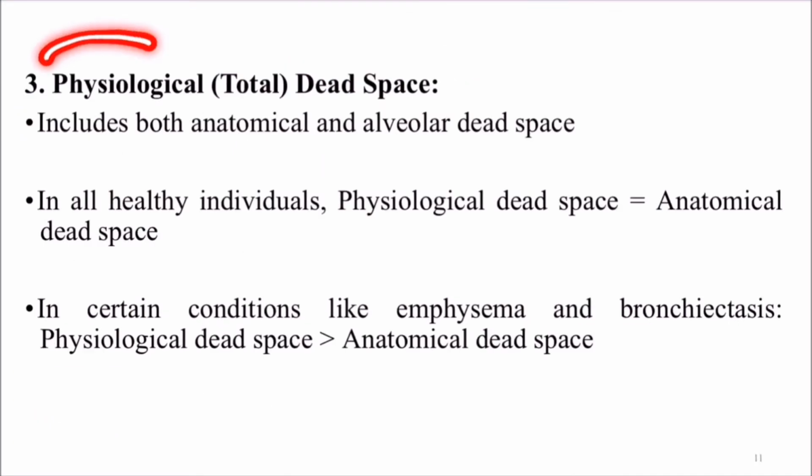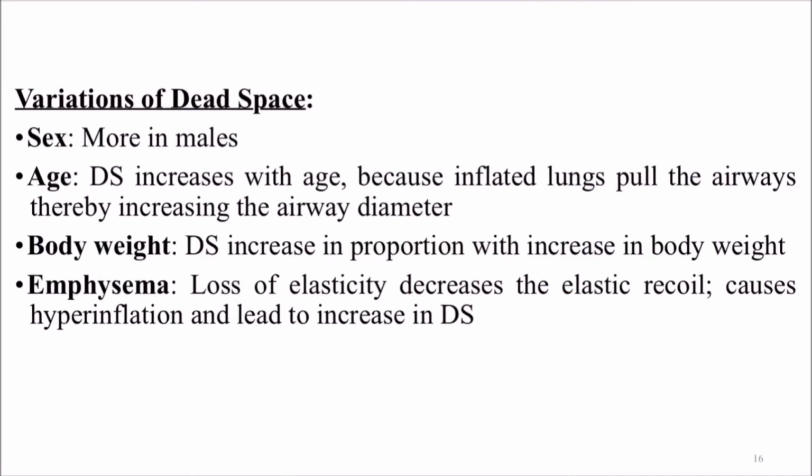Coming to the last one, physiological dead space or total dead space. It includes both anatomical and alveolar dead space. In all healthy individuals, the physiological dead space is equal to anatomical dead space. In certain conditions like emphysema and bronchiectasis, the physiological dead space will become more than the anatomical dead space.